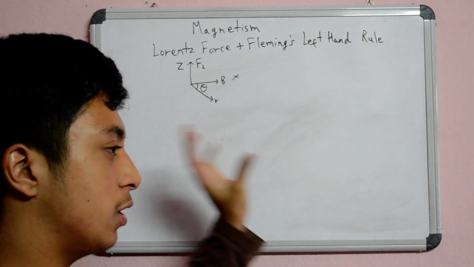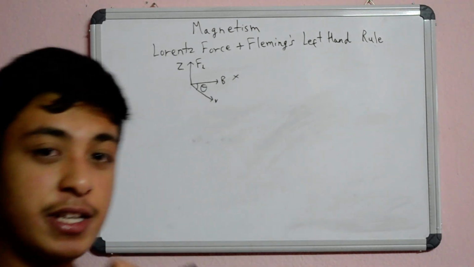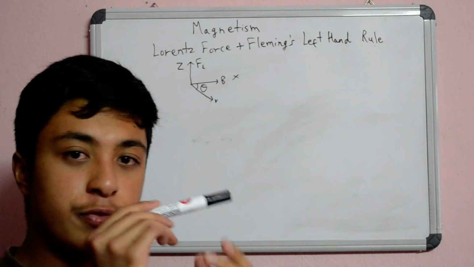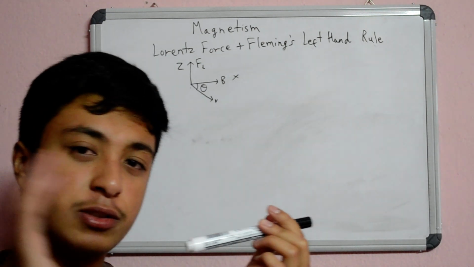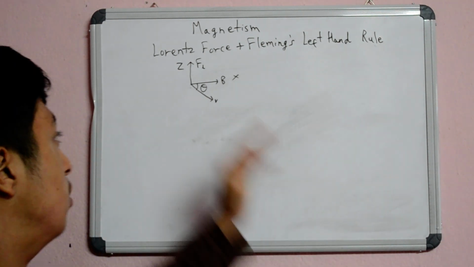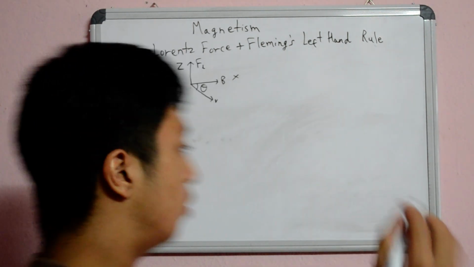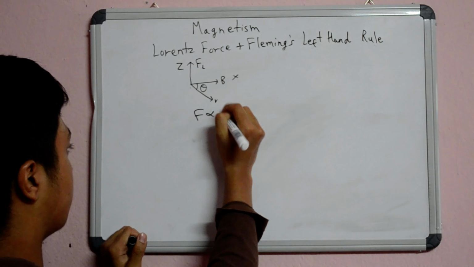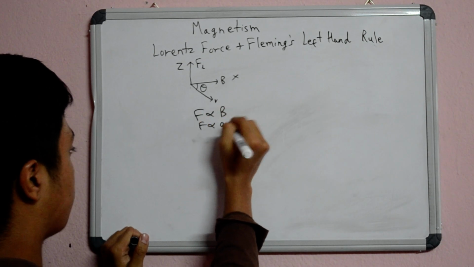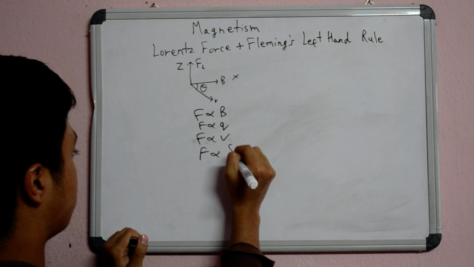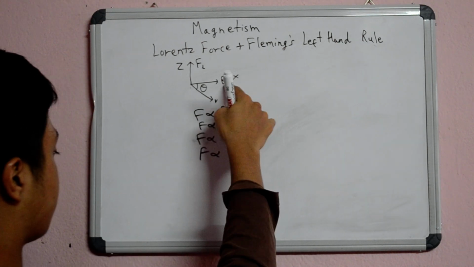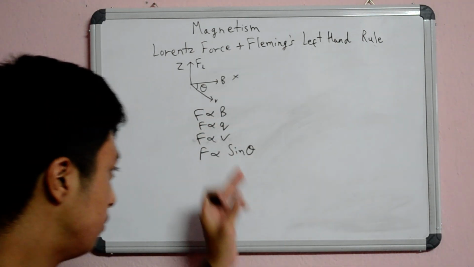Now, what is Lorentz Force? Let's say you have a charged particle moving in a magnetic field, then that charged particle experiences some force which is known as Lorentz Force. And here the Lorentz Force is directly proportional to the magnetic field, directly proportional to the charge, directly proportional to the velocity, and directly proportional to the sine angle between magnetic field and the velocity.